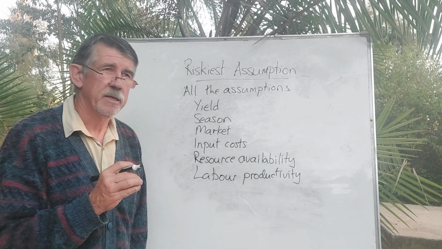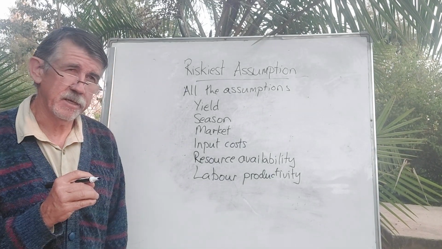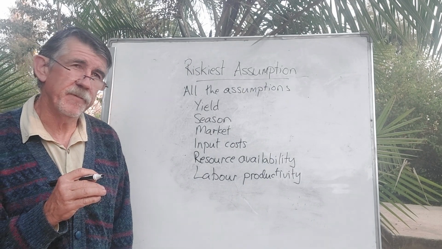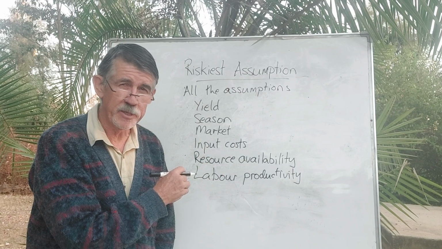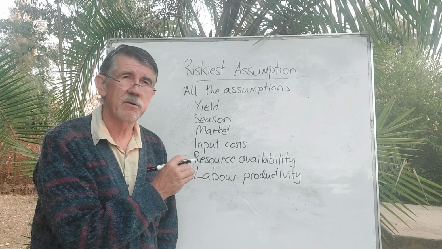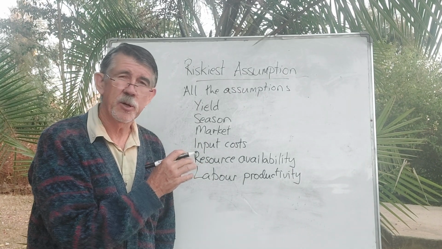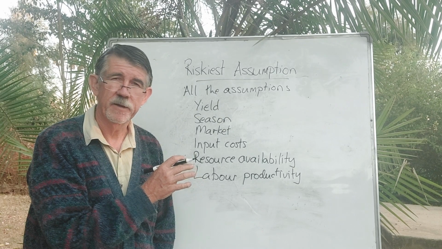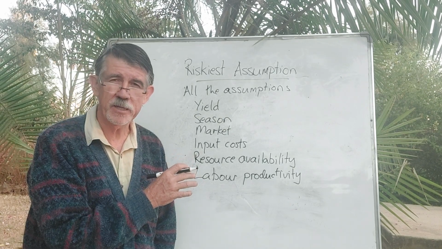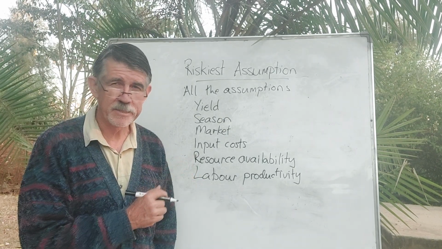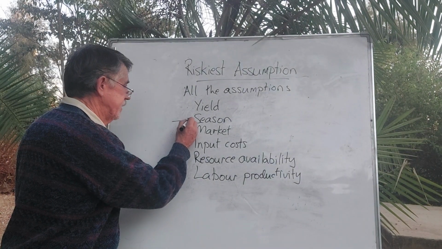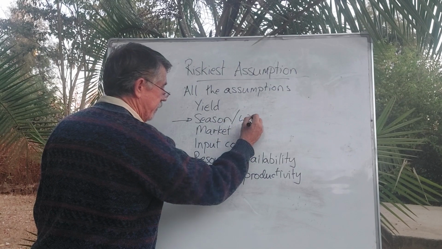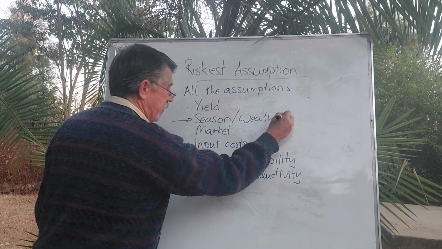which one is the riskiest here? If I had a problem with one of these, which one is it going to be? Which one is the one that can have the greatest effect on my success? And you might decide, okay, it's the season, the weather, the rainfall.